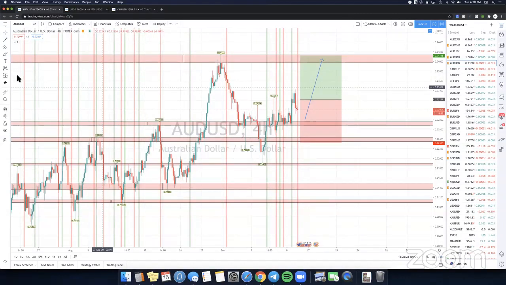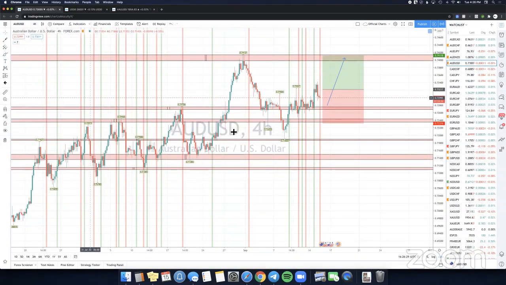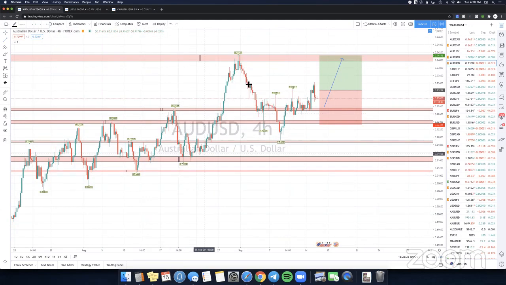Basically, for the new people here, if price is going up, that means that the first currency is stronger or heavier than the second currency. If price is going down, that confirms that the second currency is stronger than the first currency currently.